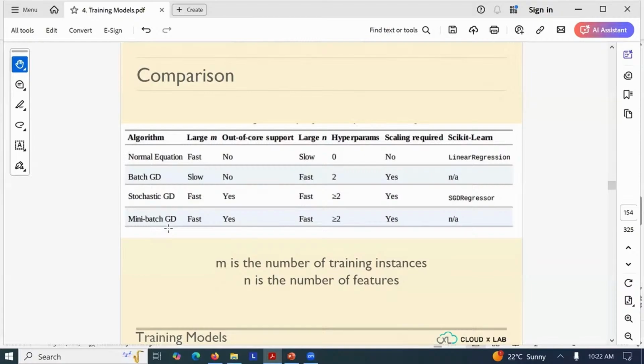So what is the ideal mini batch size? So that is again a type of hyperparameter, right? Okay, scaling required. So in the normal equation, scaling is not required, right? Because we are using the mathematical equation here. But yes, in batch, stochastic, and mini batch, feature scaling is required, right?